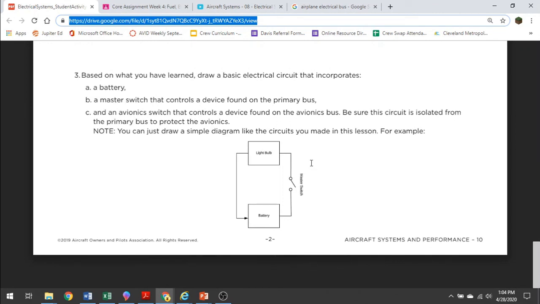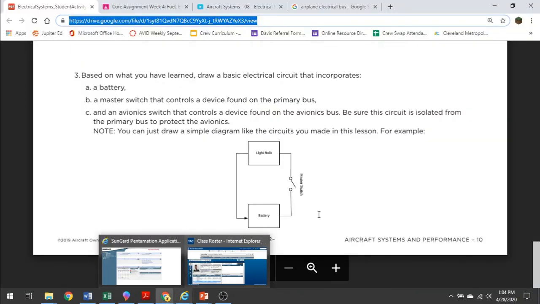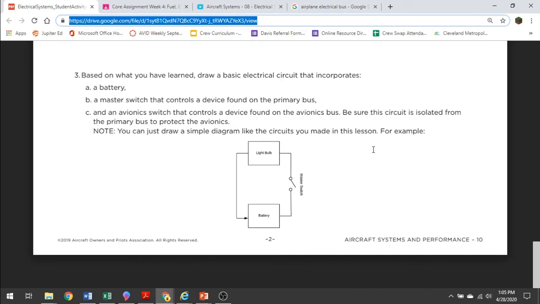If you want to, you can draw this out and then take a picture of that, or use some sort of program. I have Microsoft Paint on this computer, so that's what I would probably use. But just give us your best shot.